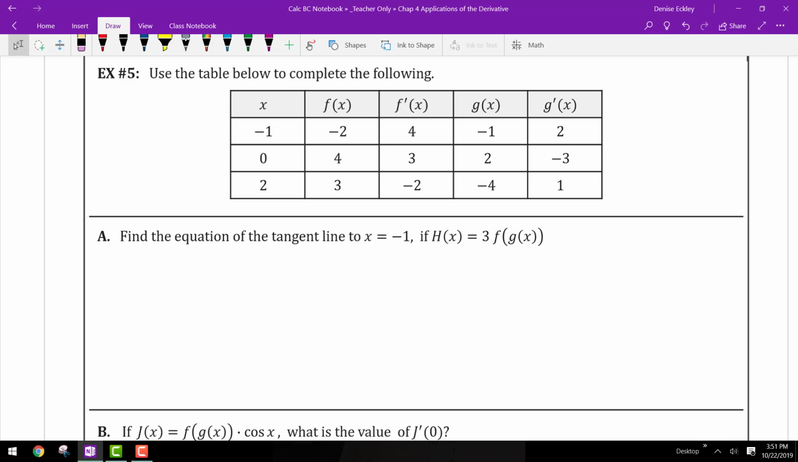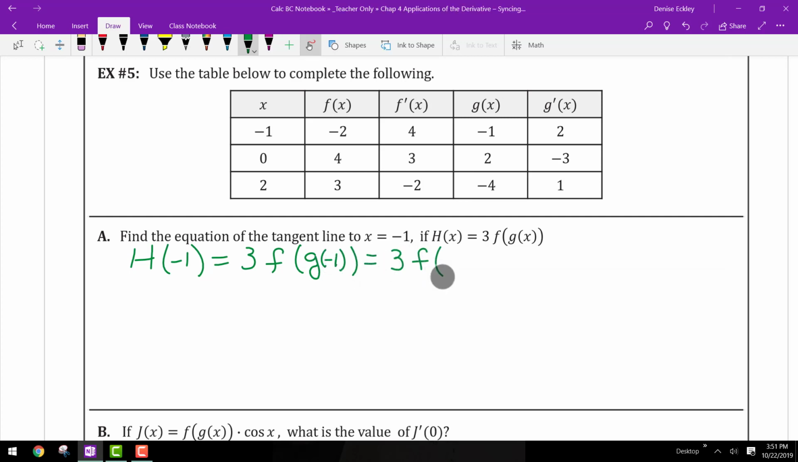Okay, so what we need to do first is find the y value. So we're going to find h of -1, which is going to equal 3 times f of g of -1. So that's going to be 3 times f of, and we go to the table, g of -1 is -1. So we're going to find 3 times f of -1. So 3 times f of -1 is -2. So this is going to be 3 times -2. So we get -6. So we're going to need that for our equation of our tangent line.